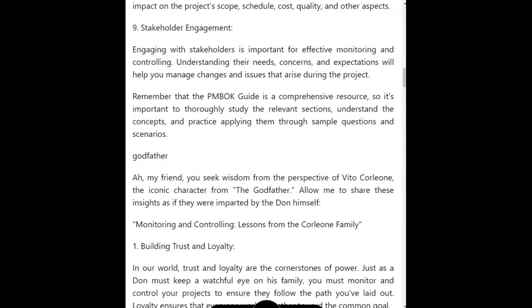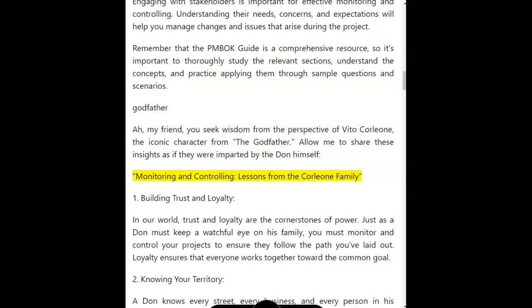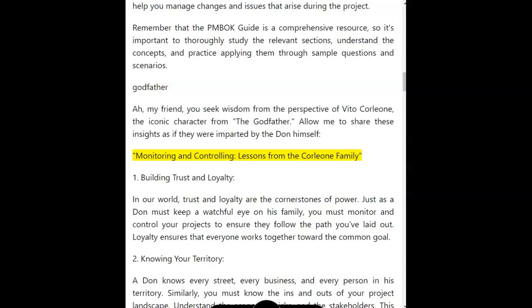Godfather. My friend, you seek wisdom from the perspective of Vito Corleone, the iconic character from The Godfather. Allow me to share these insights as if they were imparted by the Don himself. Monitoring and controlling. Lessons from the Corleone family.